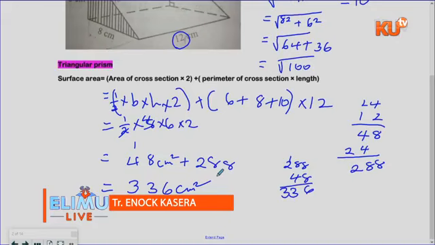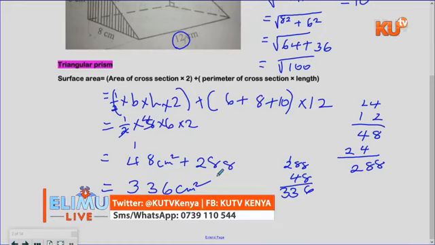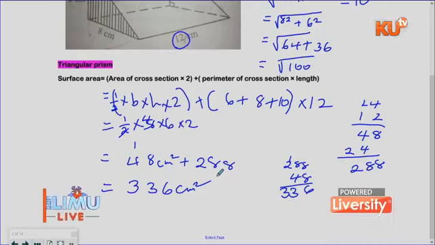So we multiply a half times 8 times 6, then times 2, and then plus the perimeter of the cross section. Now the perimeter of the cross section still remains the triangle. So you again add, and then after adding, you multiply by 12. So when you do that, you will get 336. Normally, what we do with the surface area, just know that the formula is area of the cross section times 2, then plus perimeter of the cross section times length.